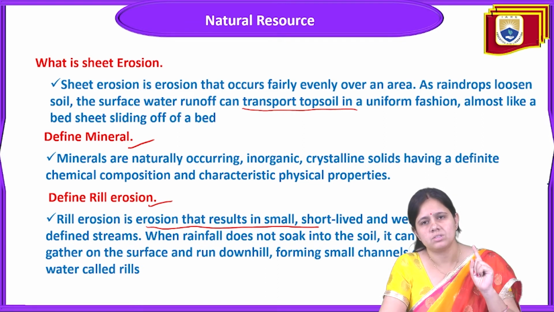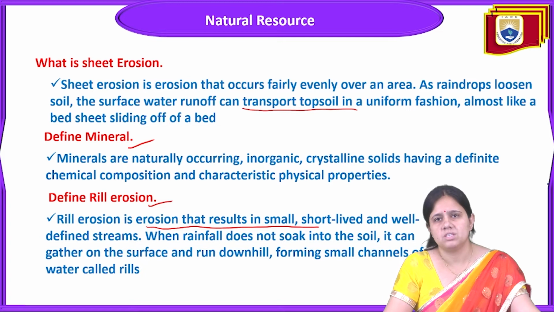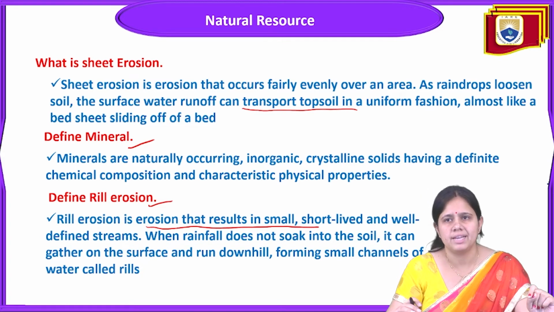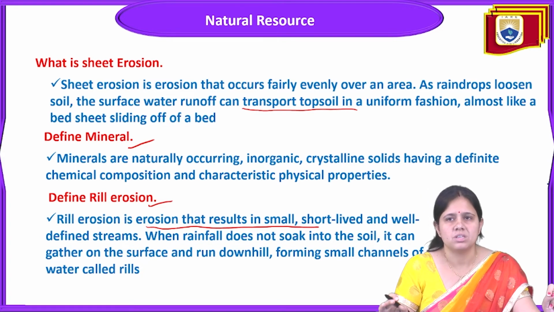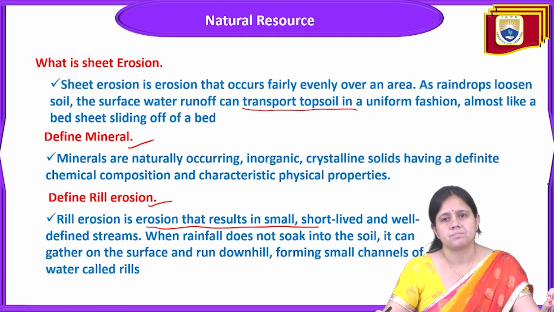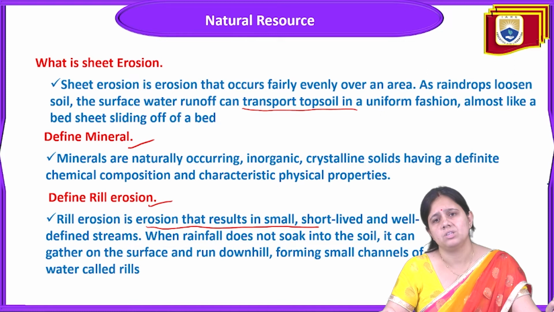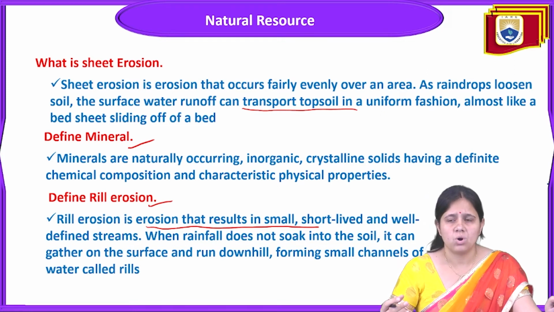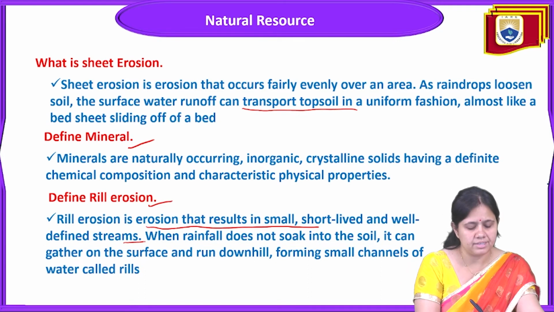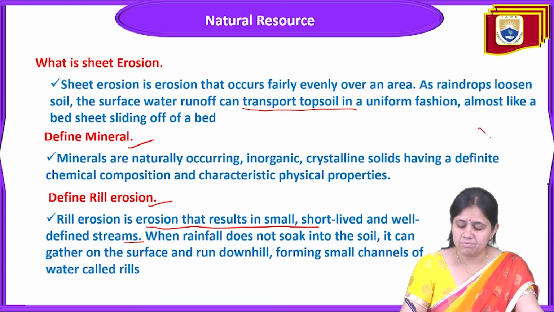Soil erosion is of many types, but the first one is sheet erosion. Sheet erosion is erosion of soil that occurs fairly evenly over an area. Next is rill erosion. Rill erosion is erosion that results in a small, short-lived and well-defined stream. When some stream is formed on the surface of the soil, that is called a rill.